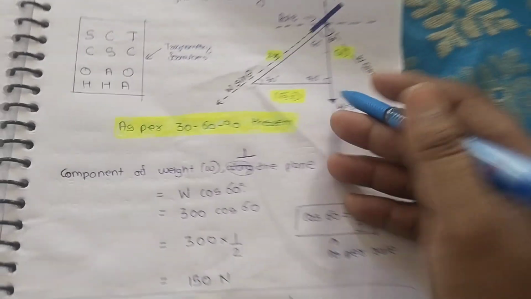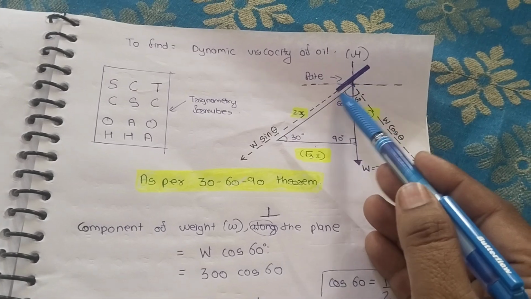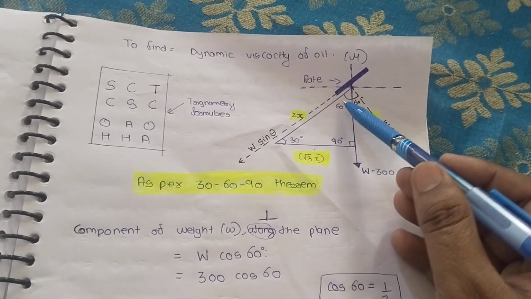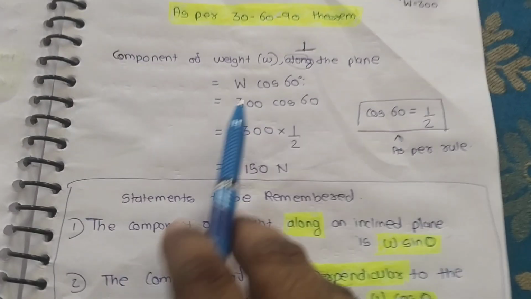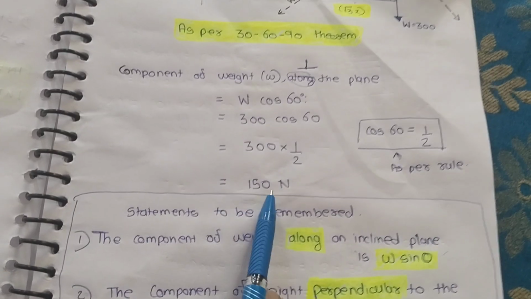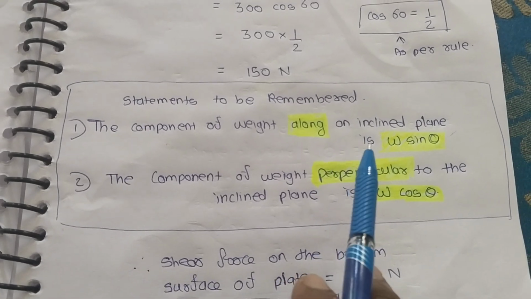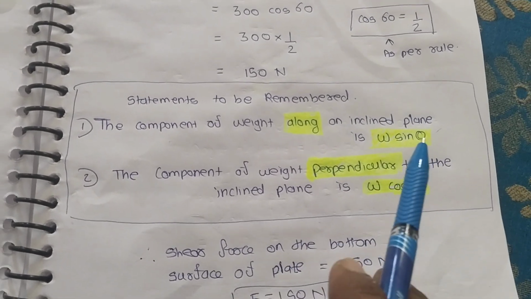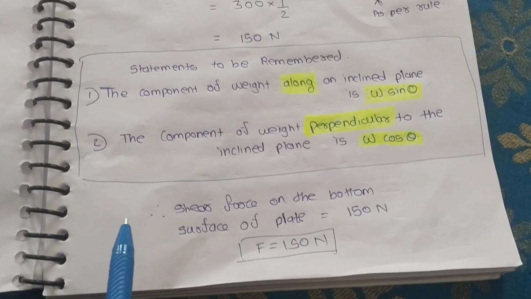So just remember these two statements. If we are taking along the plane, it is W sin theta, and if we are taking perpendicular to the plane, it is W cos theta. So we have calculated, cos 60 is equal to 1/2 as per rule, so 150 Newton is the answer. Always keep these two statements in mind while doing calculations.